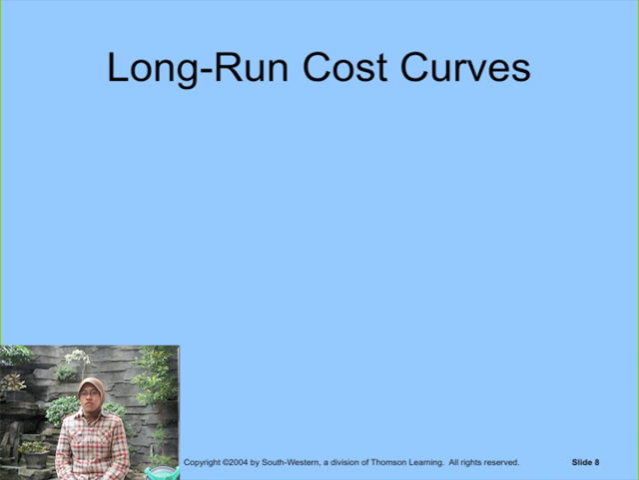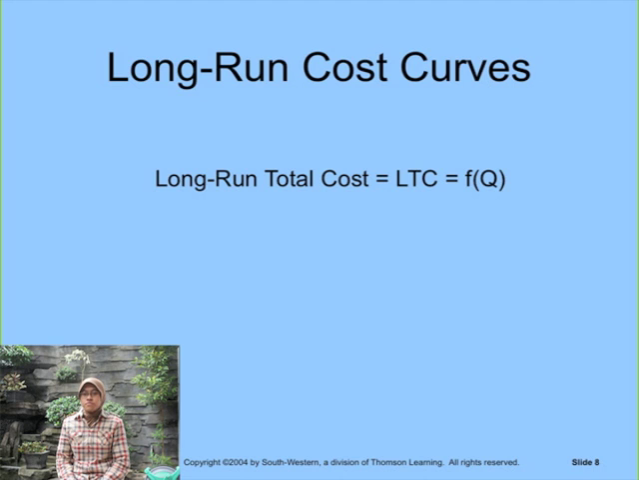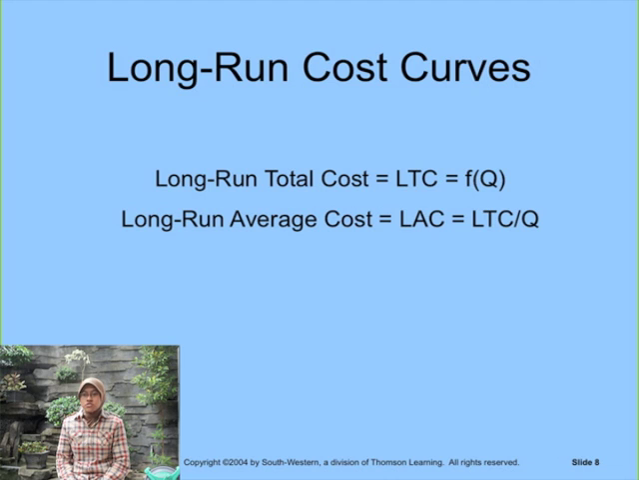Next is long-run cost curve. We define long-run as the time period during which all inputs are variable. A firm's long-run total cost curve is derived from the firm's expansion path and shows the minimum long-run total cost of producing various levels of output. From long-run total cost, we can derive the long-run average cost.